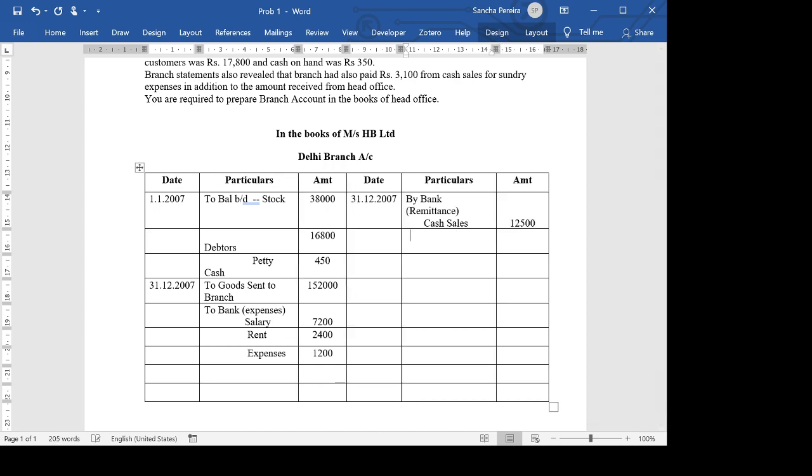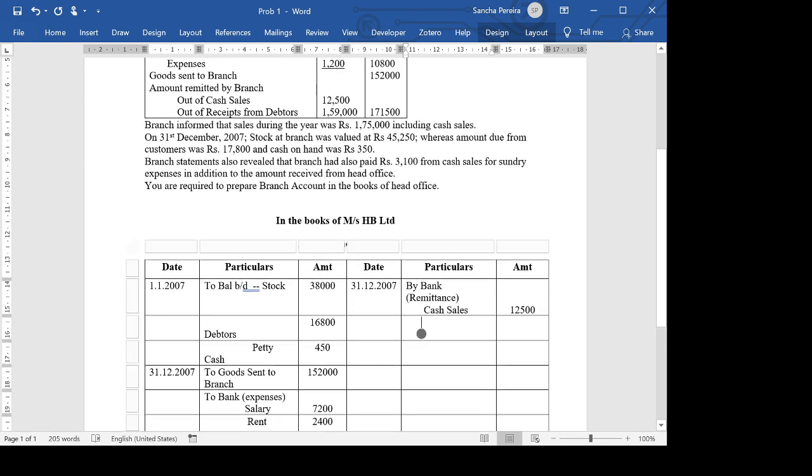and receipts from debtors are 1,59,000. Receipts from debtors, 1,59,000. Let me see anything else.